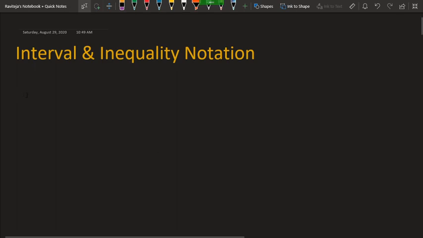Hey everybody, today we will be talking about interval and inequality notation. Interval and inequality notation is used to describe a set of numbers, but specifically in the future you will use it to describe the domain of a graph, the domain being all of the x values the graph exists on. Let's start off this lesson with the number line.